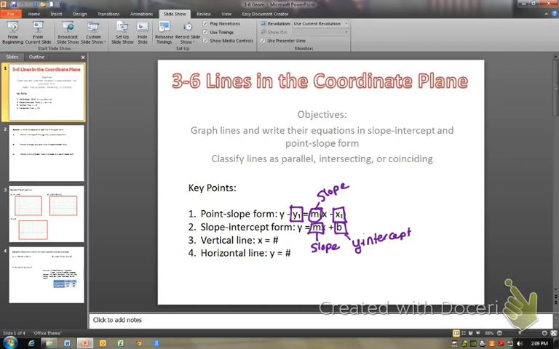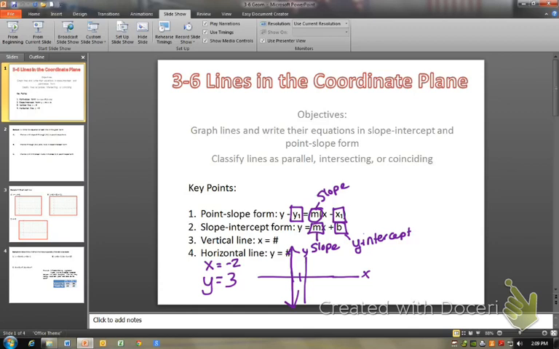What you have here is vertical lines: x equals a number. So if I'm looking at y equals 3 and x equals negative 2, I would find negative 2 on my x line. This is x and y. So I find negative 2, and then I draw a line that goes down. That would be telling me x equals negative 2.